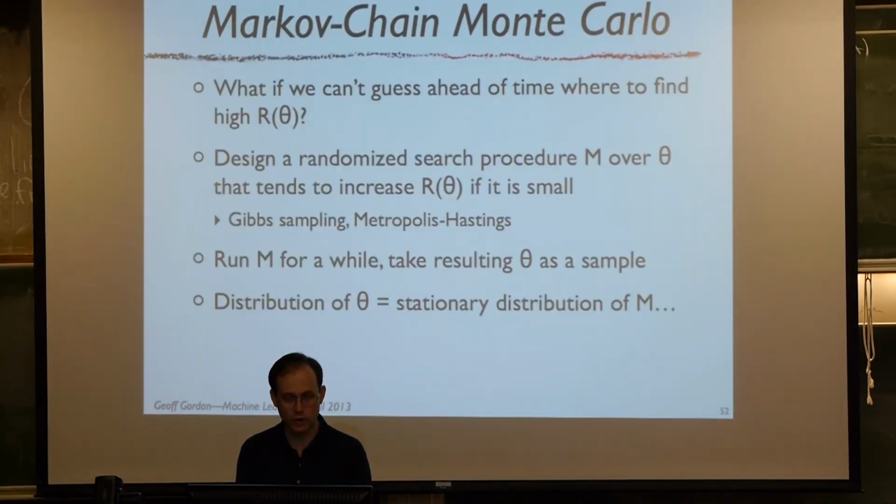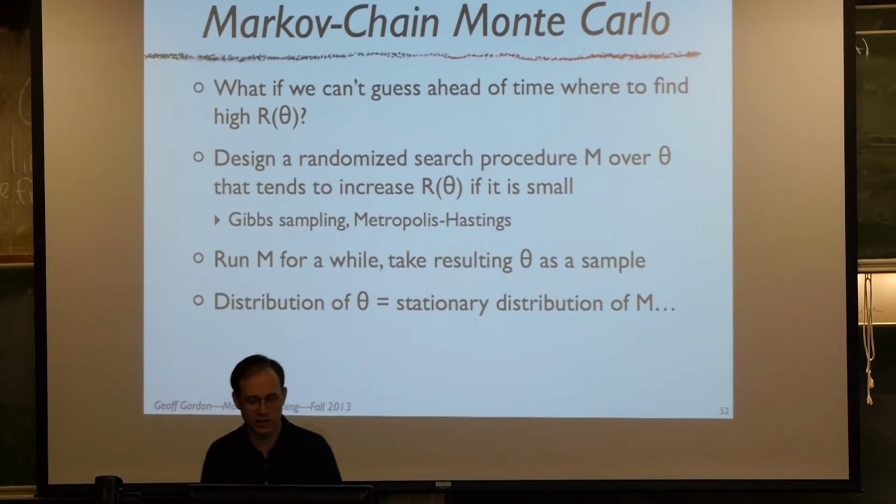But the other thing, what I want to focus on, is what's called Markov chain Monte Carlo, which is suppose that we can't guess ahead of time where to find the areas of high contribution, right? Then what we're going to do is design a randomized search procedure that tends to increase the integrand, r of theta, if it's small. And there are a couple of famous Markov chain Monte Carlo procedures called Gibbs sampling and Metropolis Hastings, which I'll give a quick overview of in a couple of slides.